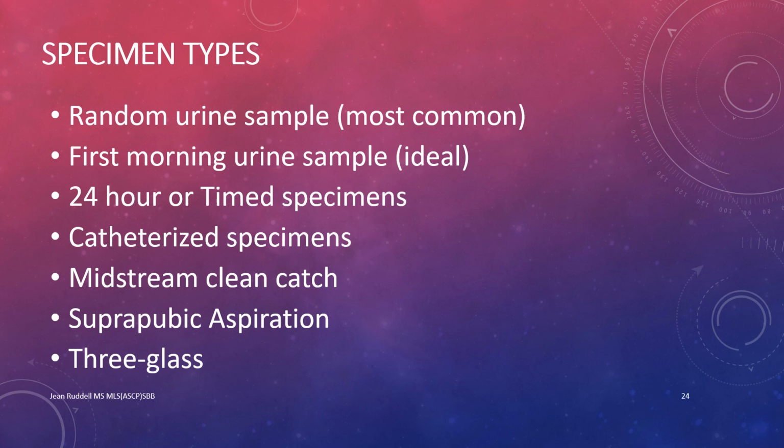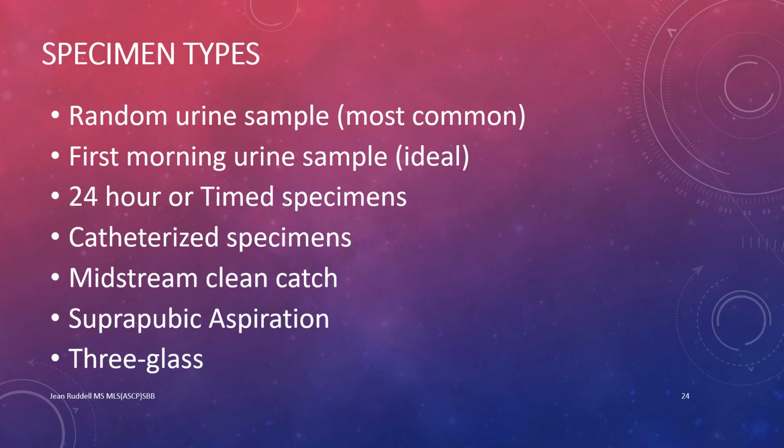The catheterized specimen is collected under sterile conditions by passing a hollow tube catheter through the urethra and into the bladder. The catheterized specimen is excellent for bacterial cultures because it does not have the contamination from the urethra. This is performed by a physician or a nurse, not by laboratory staff.